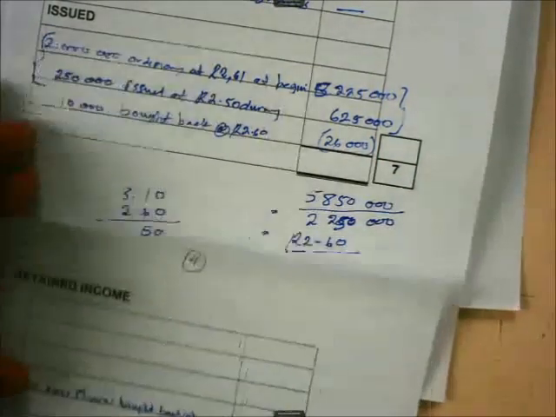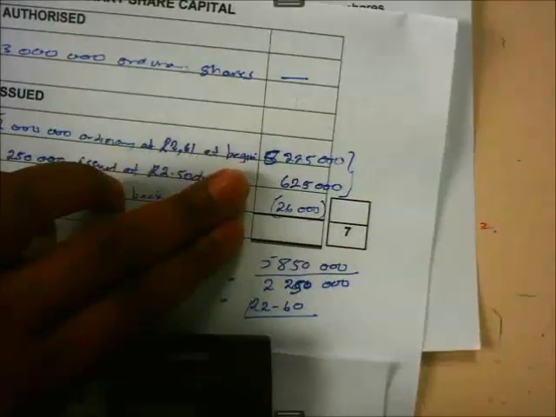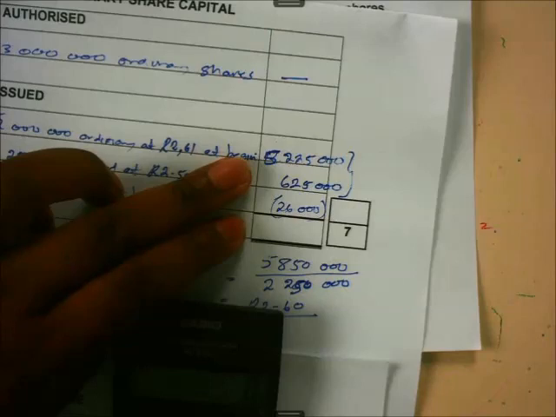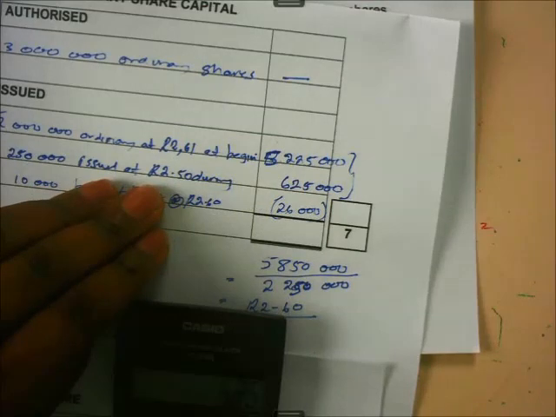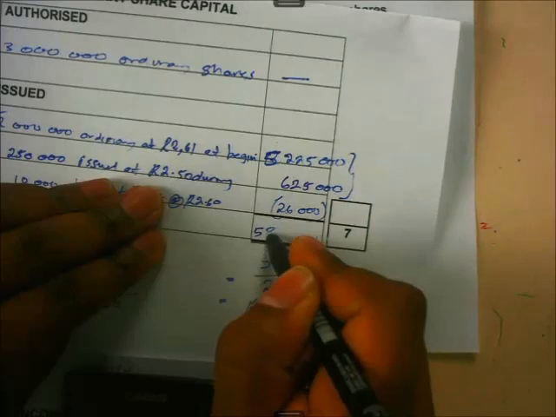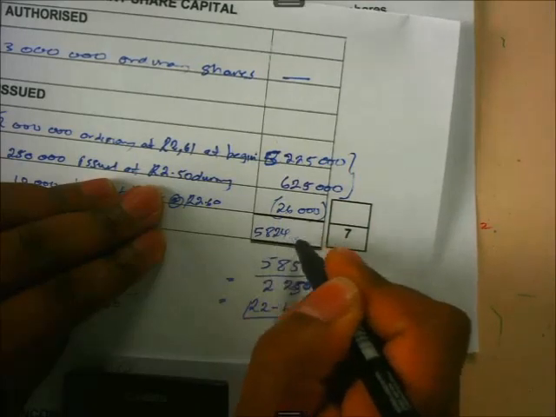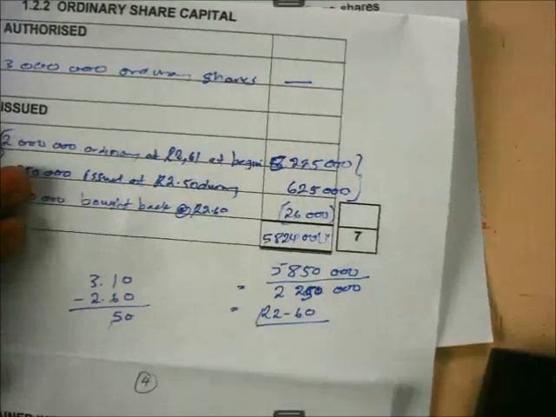Right. Then you can complete that note of ordinary share capital. You have 5,225,000 plus 625,000, which is the shares that were issued during the year, minus 26,000, which is the shares that were bought back. Then your ordinary share capital will be 5,824,000. I hope that is well with you.